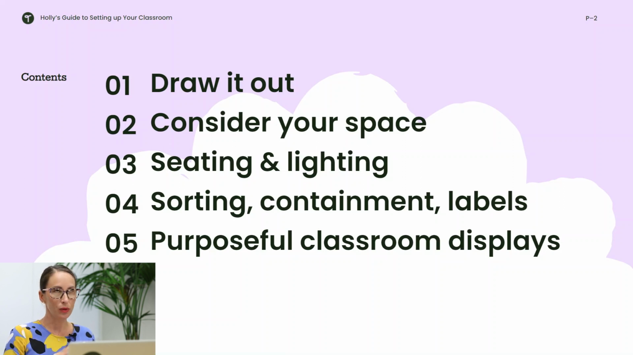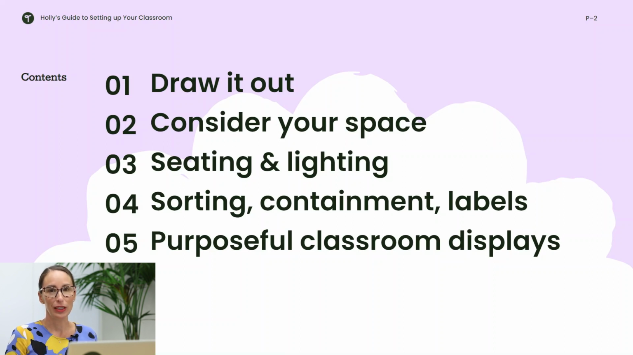That's just sorting all of the stuff. There's always so much stuff in a classroom, so make sure you've got systems in place so that you can keep your classroom as organised and neat as possible. And the last thing that I would always do is classroom displays, purposeful classroom displays. I know that's the most exciting thing, setting up your classroom displays. I know I really enjoyed that.